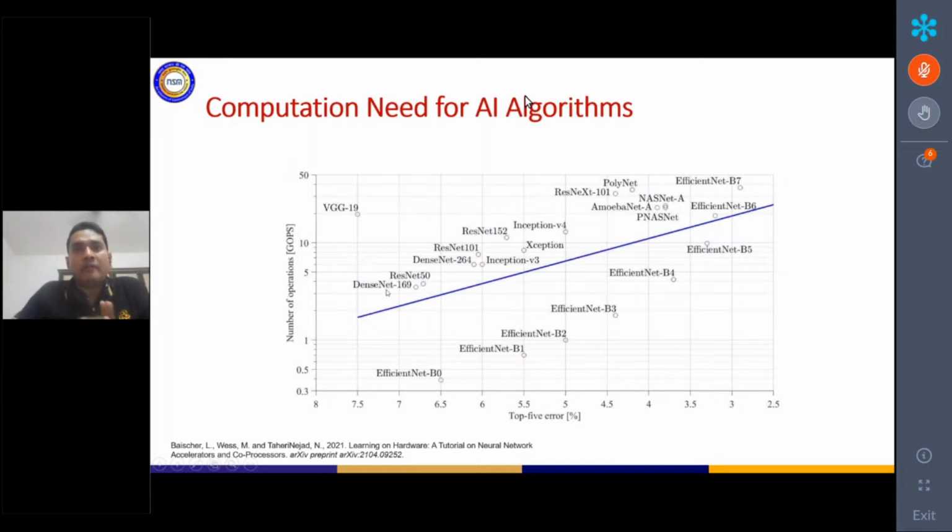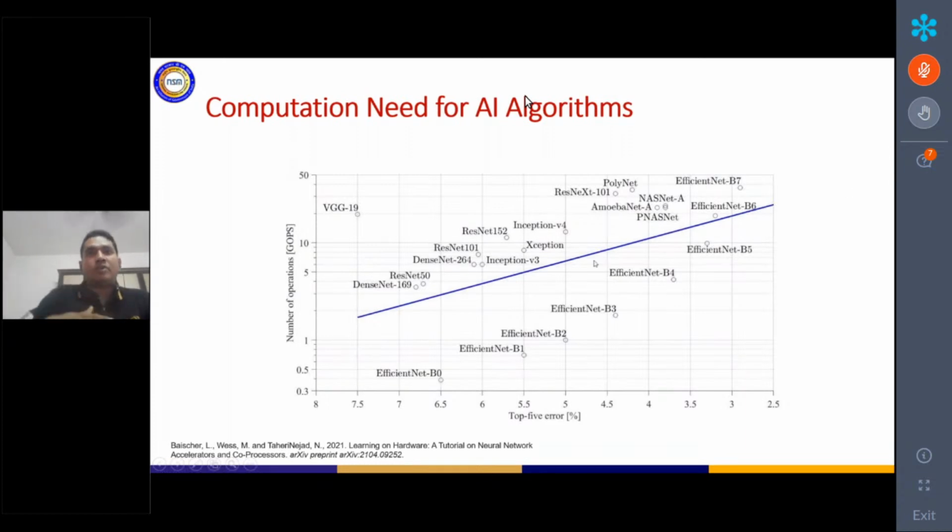So now you have top 5 error. If you want to increase the accuracy of these benchmarks, you also need to increase the number of computations that you need to do for these benchmarks to get more accurate. Now this blue line you can see here is the accuracy measure, right?